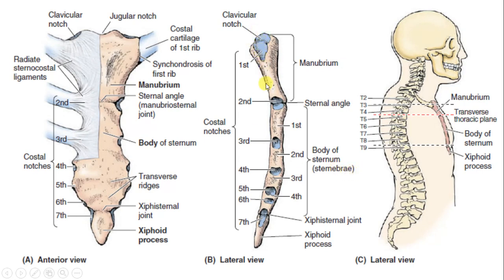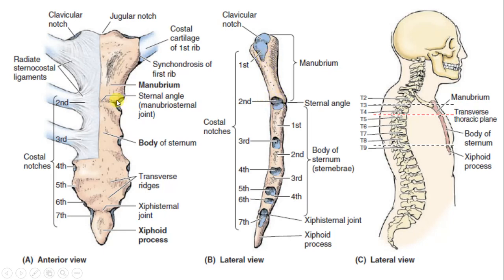Here in this diagram is shown the articulation on the lateral side. This is a lateral view. Here is the articulation of the clavicle with the clavicular notch. The clavicle has been removed. Then is the first rib. Here is the articulation with the cartilage of the first rib. Here also is the articulation of the first rib.